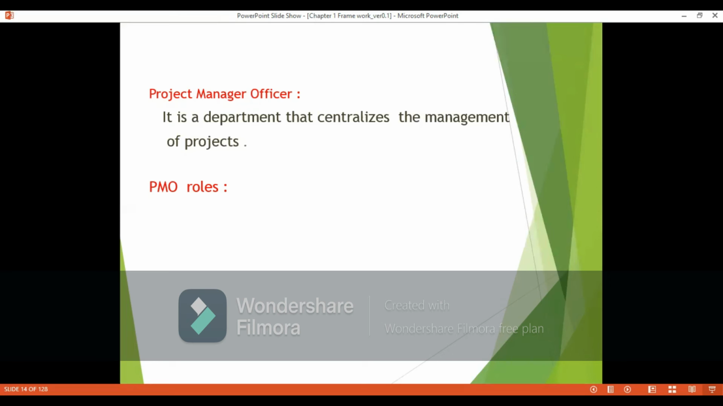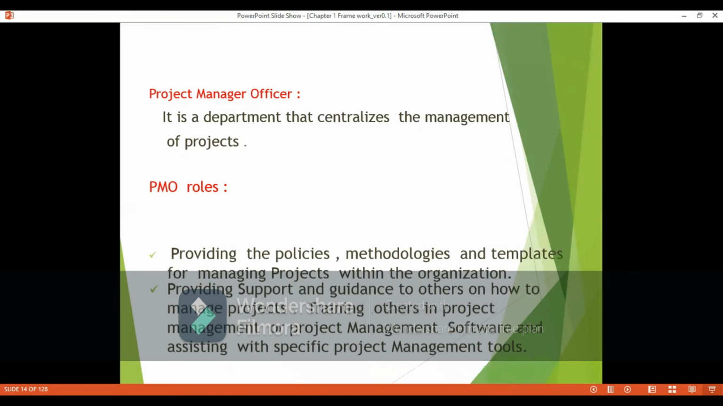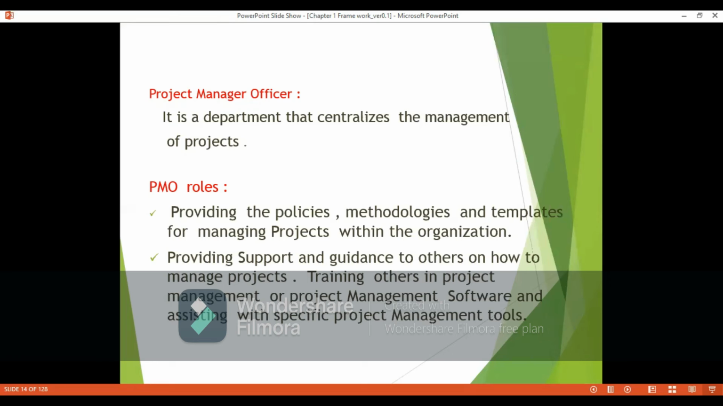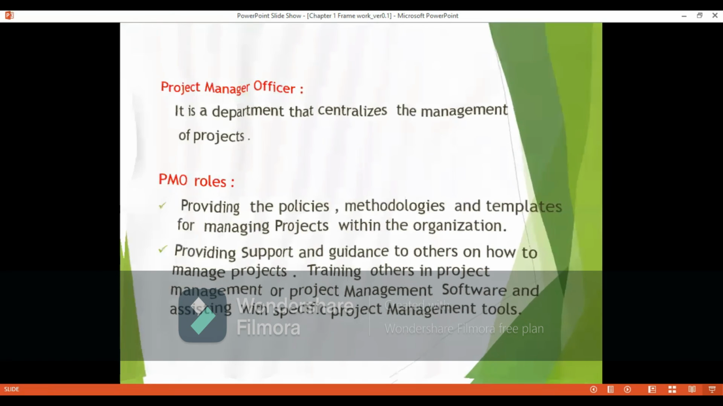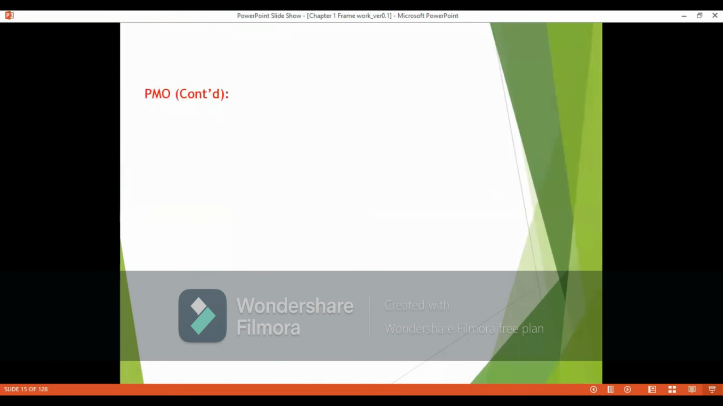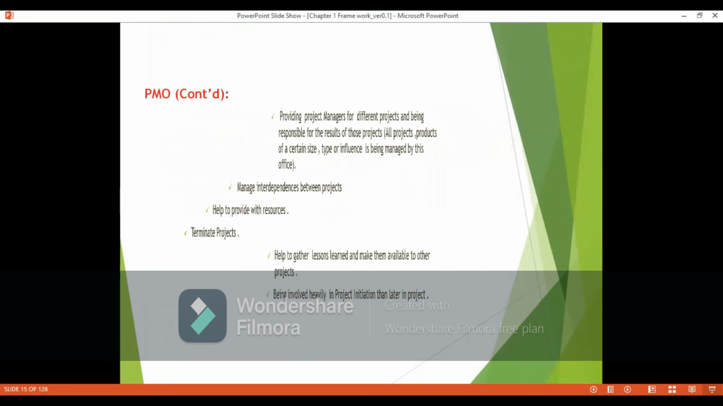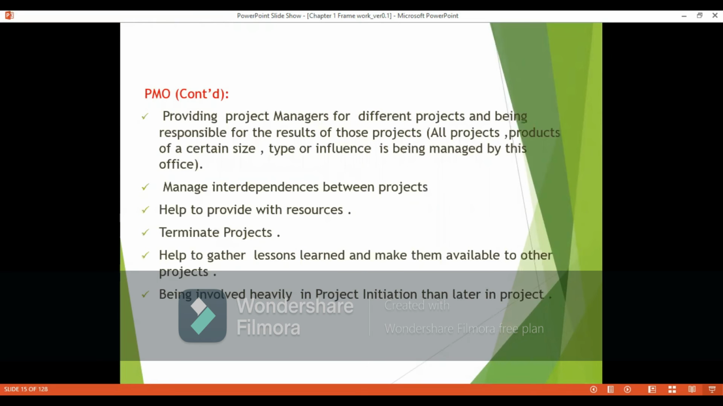And the PMO has many roles to play: setting the policy and procedures, the methodologies and the templates that are going to be used in the organization. It provides support and training to the project managers. It has the authority to decline or terminate a project. It is also the one who selects the projects and allocates them to project managers. And when it allocates projects to project managers, it looks at the interdependency.